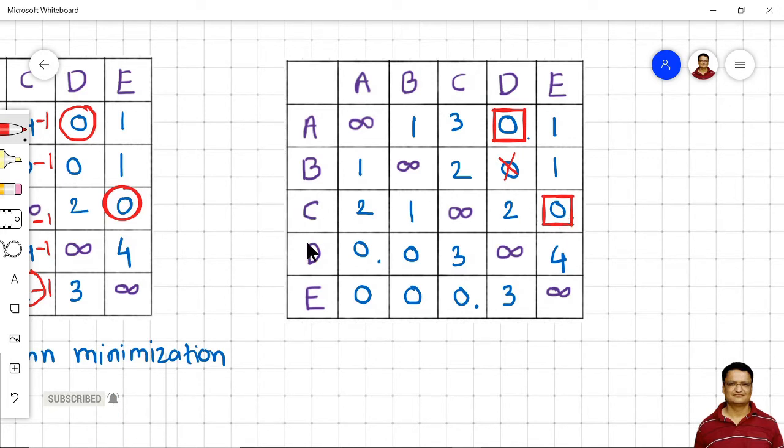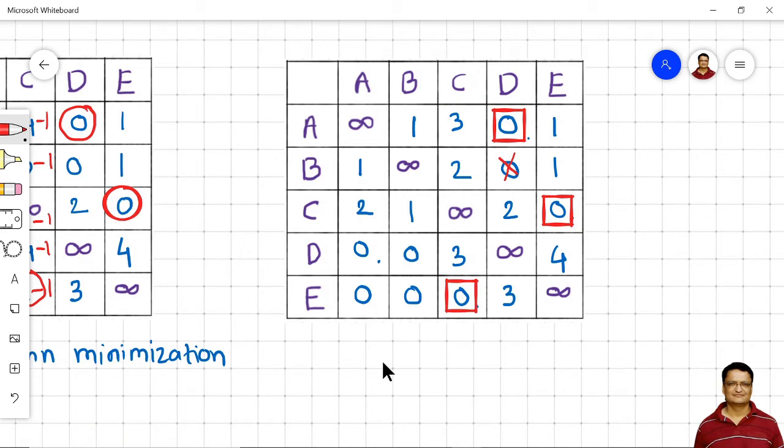Then we will go to the next row, there are 2 zeros. We are looking for a row with only 1 0, so there is no row with only 1 0. So we will scan the columns for a column with only 1 0. In this column there are 2 zeros. In this column again there are 2 zeros. In this third column there is only 1 0. So I will make an allocation at this point.